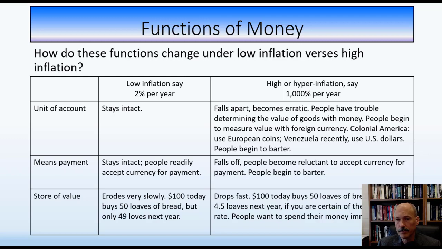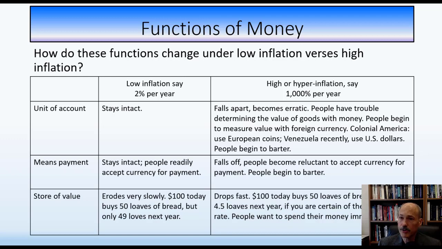So under low inflation, at 2% per year, the unit of account stays intact. People will always have their menus in dollars. You go down the aisles and you look at the shelves and things will be priced in terms of dollars. You go to the internet, you'll see things priced in dollars. But when you have hyperinflation, the unit of account falls apart. It becomes erratic. People have trouble determining the value of goods with money. So when you have hyperinflation and it's increasing significantly, you really don't know how much it's worth. And so people start to lose confidence in it.